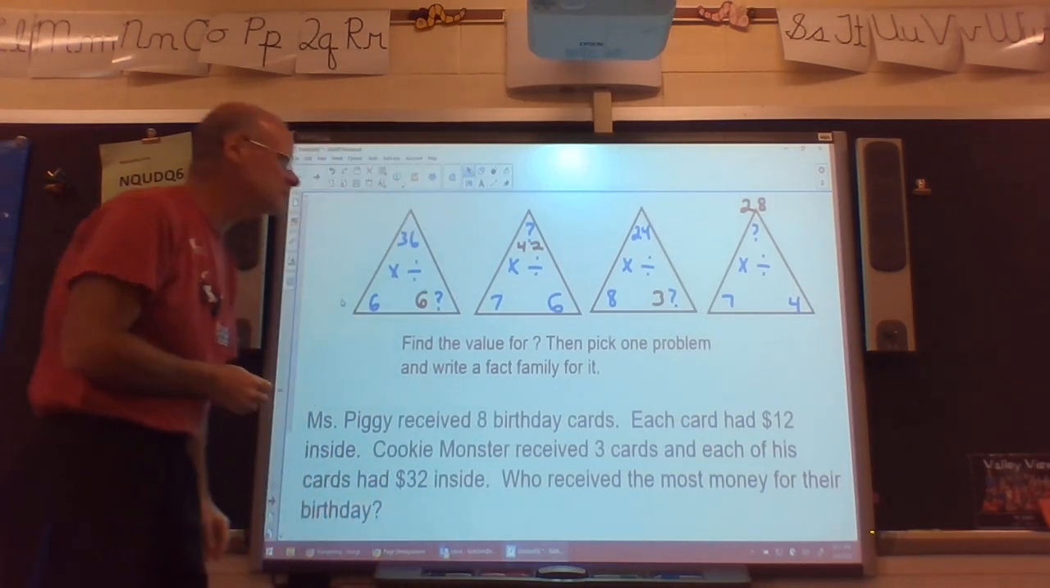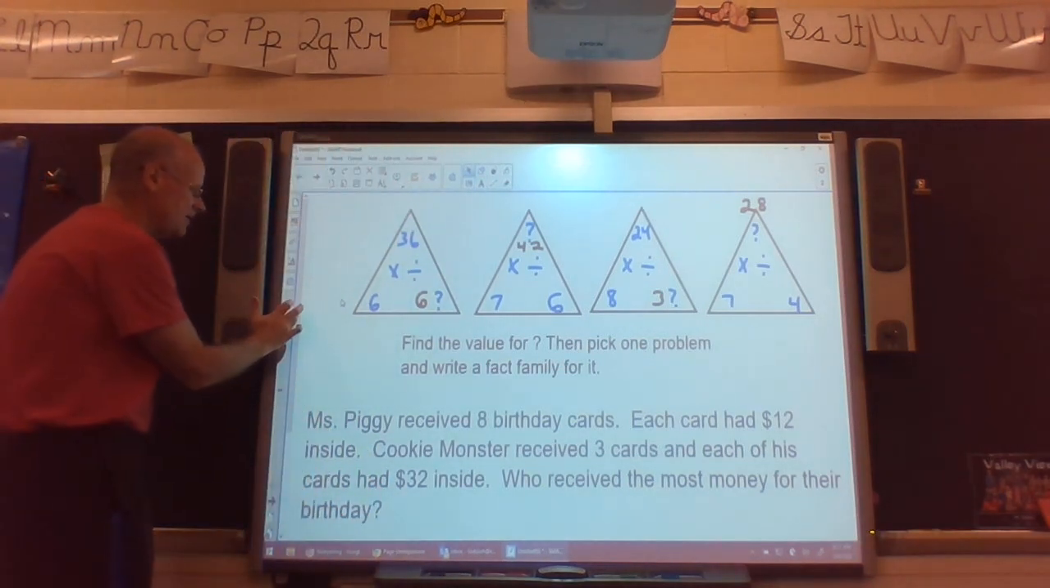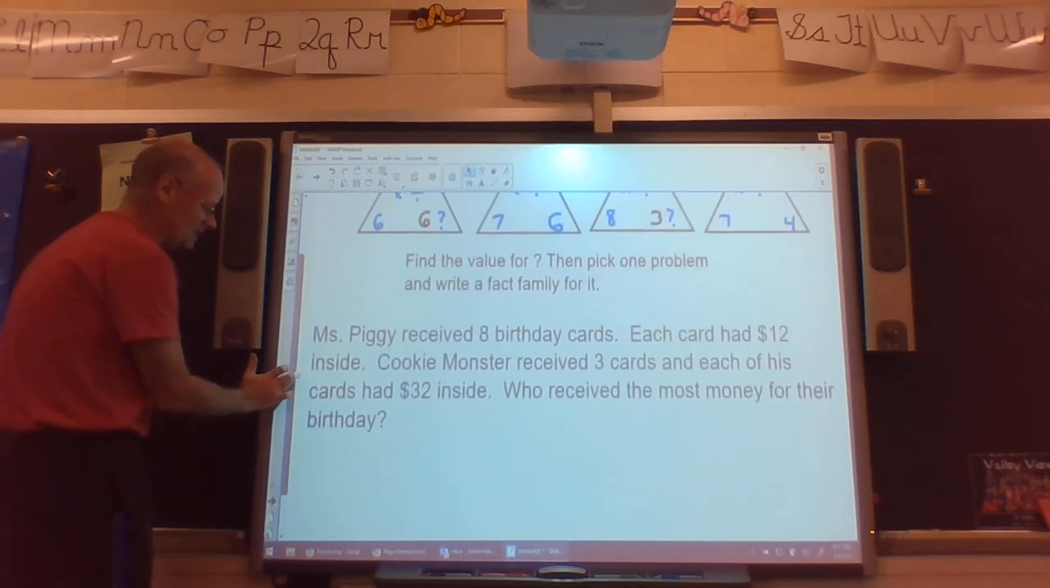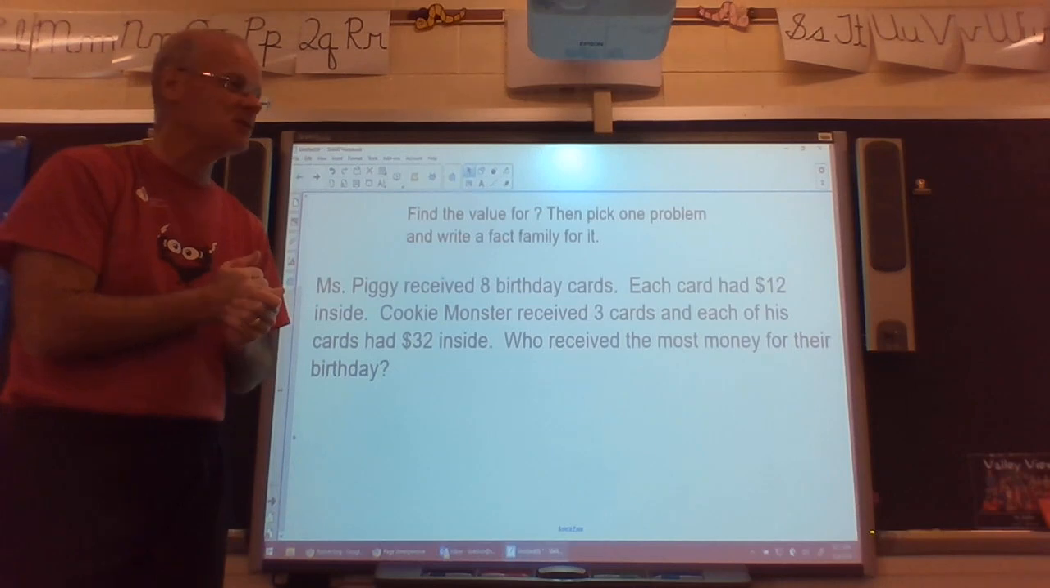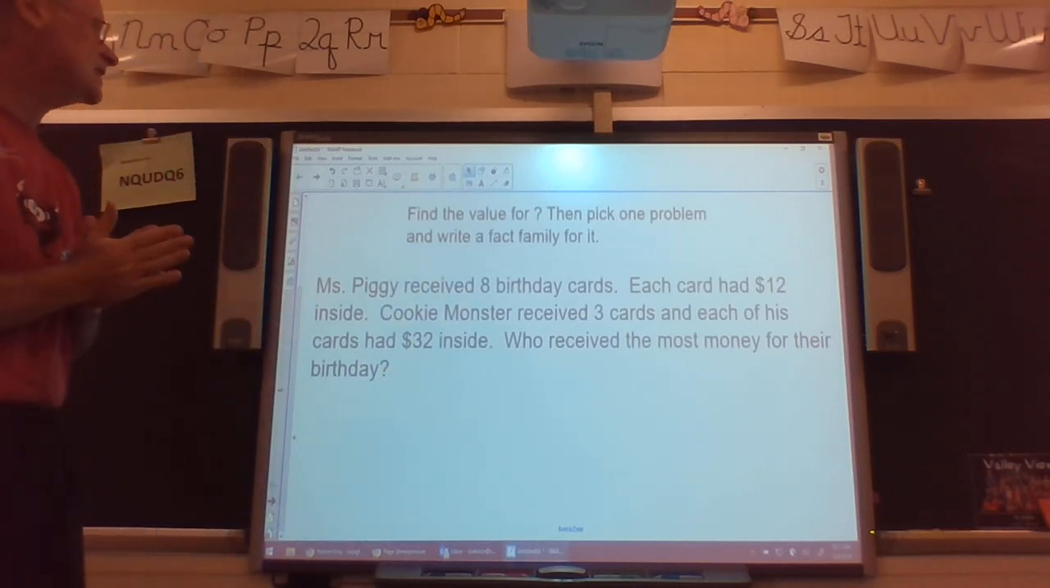Fact triangles are something that we work on a lot to practice our facts. And I'm going to give you one hint about 4th grade. If you know your multiplication and division facts, 4th grade math is going to be easy.